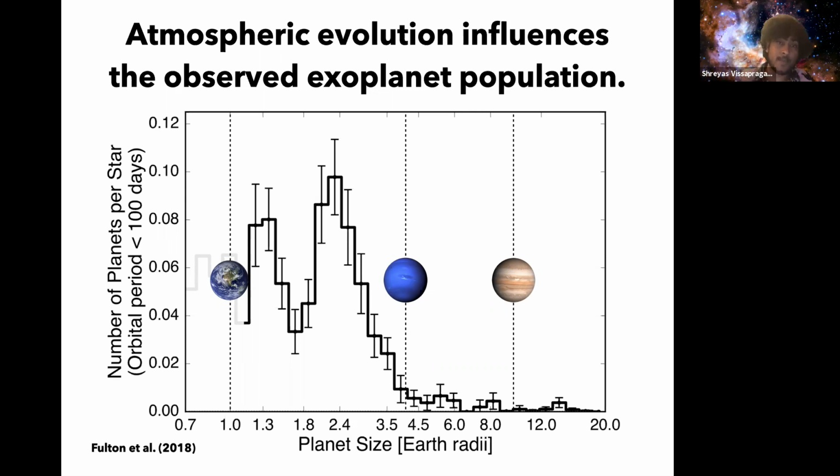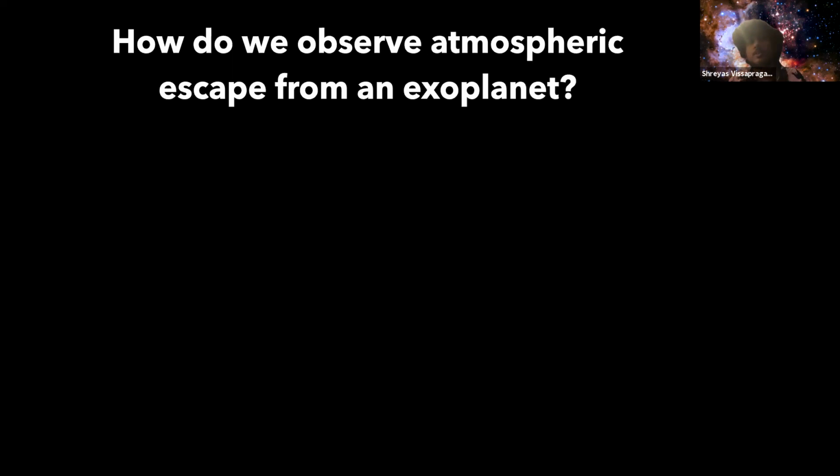Planets on the sub-Neptune side of this gap are maybe a little bit more massive, and they can hold on to their atmospheres against the influence of atmospheric escape. Whereas the planets on the super-Earth side of this gap maybe aren't so massive, maybe aren't as well suited to hold on to their atmospheres against atmospheric escape. So this process is really, really crucial in understanding the population that we observe of all exoplanets. So given that it's so important, how do we observe it?